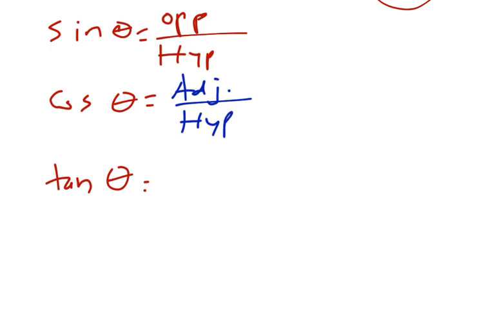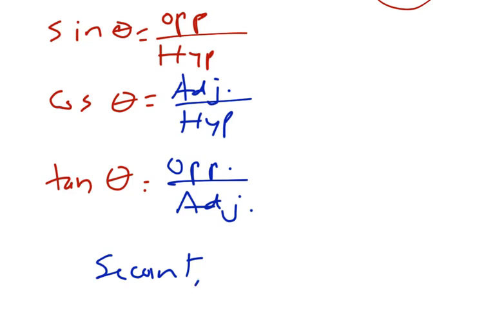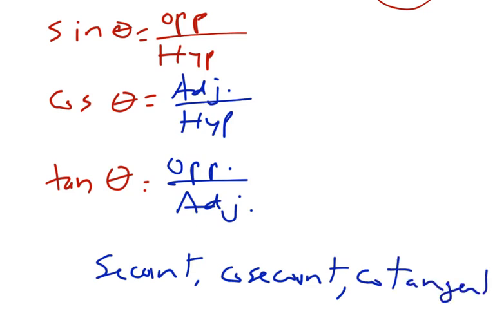The tangent is opposite side over adjacent side. But I just mentioned that there was another 3, in total there's 6 trigonometric ratios. Now the other 3 are the inverse of these 3. So I'm going to have secant, cosecant, and cotangent. Those are the other 3. Okay? So secant, cosecant, and cotangent.